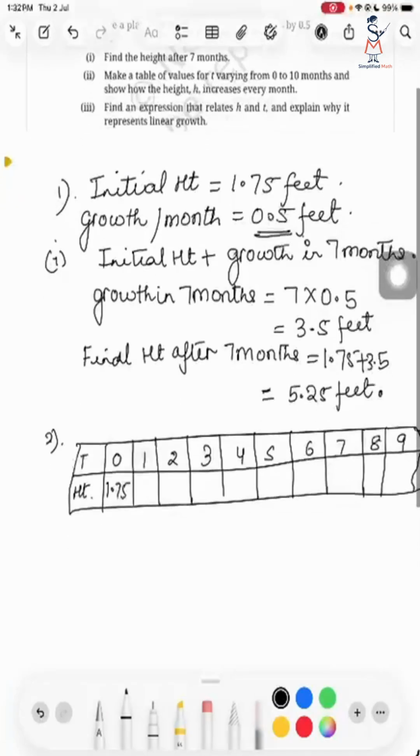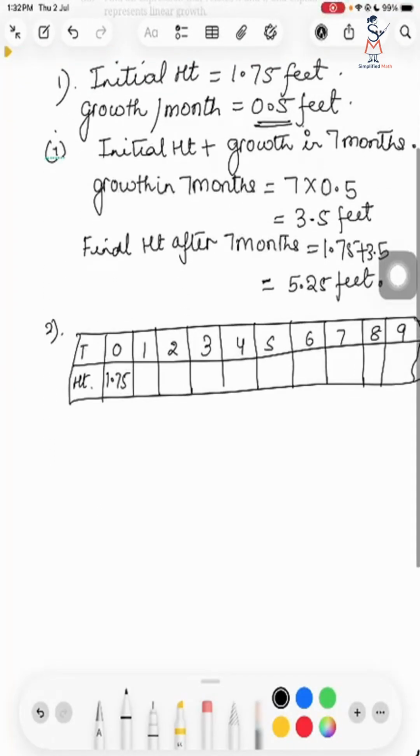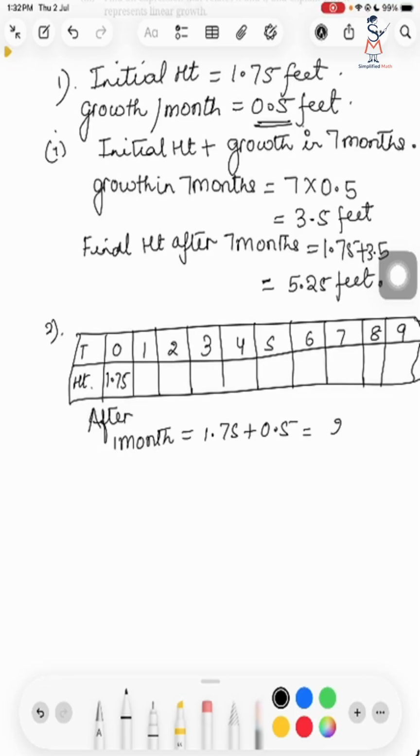Now after 1 month, let's calculate it and show them. So after 1 month, it will be 1.75 plus 0.5 because 0.5 is every month. That will turn out to be 2.25 feet. So we will write here 2.25.